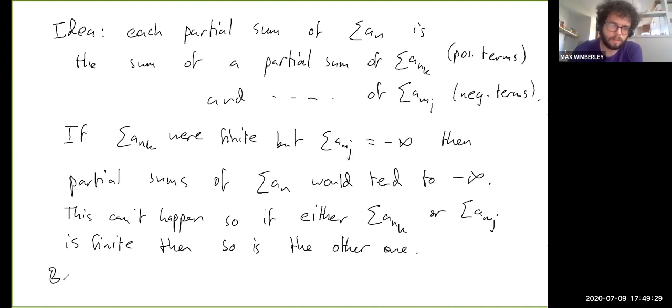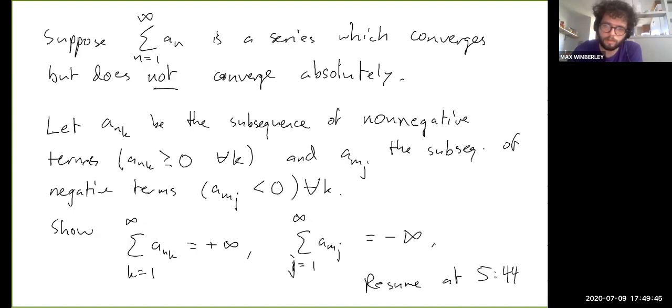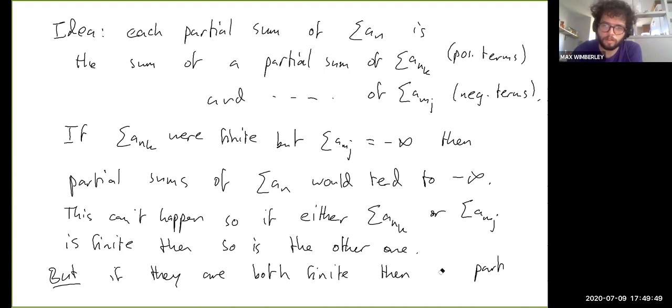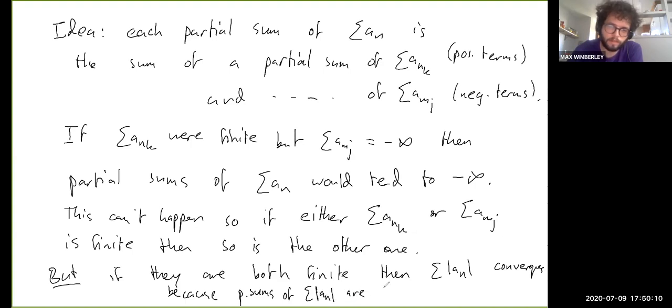But if they are both finite, then basically the sum of the absolute values converges, because the partial sums of this series are differences of partial sums: positive terms minus negative terms.